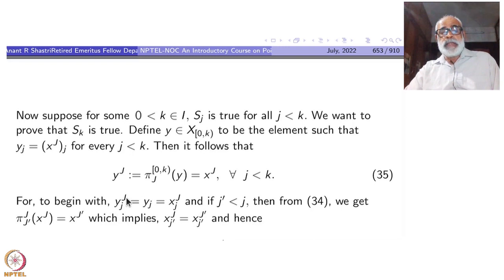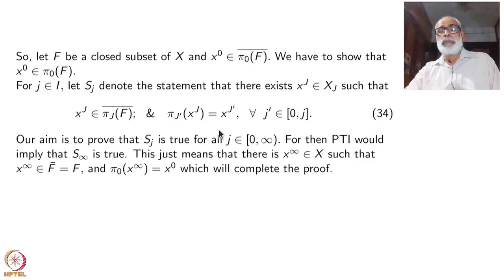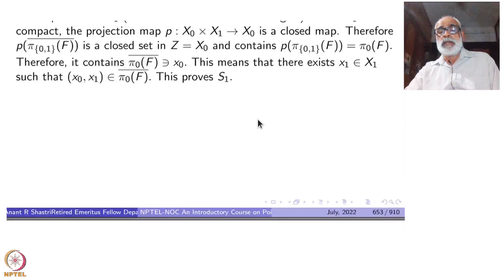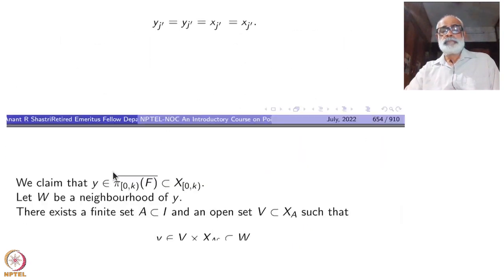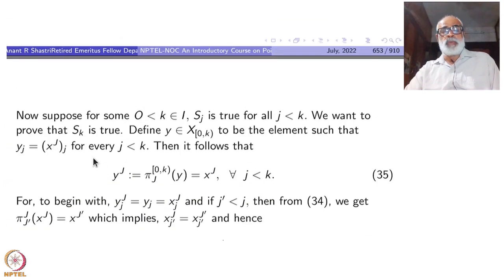To begin with, if you take the j prime coordinate of yj, that is the same thing as the j prime coordinate of x power j, provided j prime is less than j. Okay, I should write j prime here. Then from 34, this property, what do we get? Pi j, j prime of xj is xj prime. So this implies the j prime coordinate of xj is equal to the j prime coordinate of this one also, for all of them. So that means that the j prime coordinate of y itself is equal to the j prime coordinate of x power j. Okay, so I have defined what y should be.